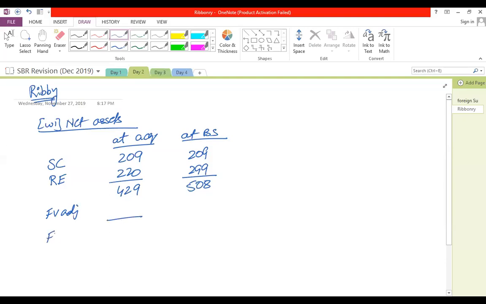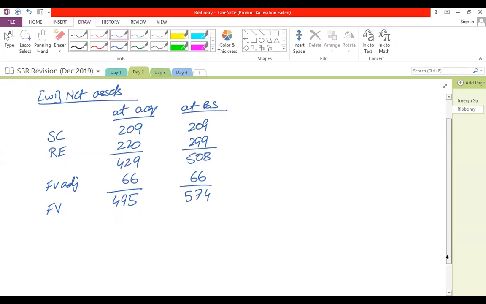Because the question mentioned that the fair value of the net assets was how much? It was 495. So this means 495 minus 429, which gives 66 as the fair value adjustment, being the balancing figure. Because that relates to non-depreciable land, it is going to be the same at the balance sheet date as well. So the value at the balance sheet date is going to be 574.